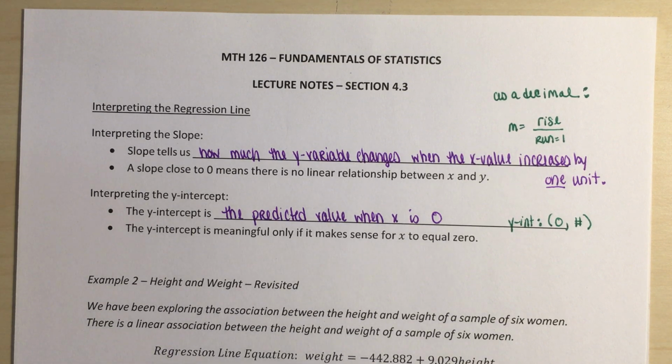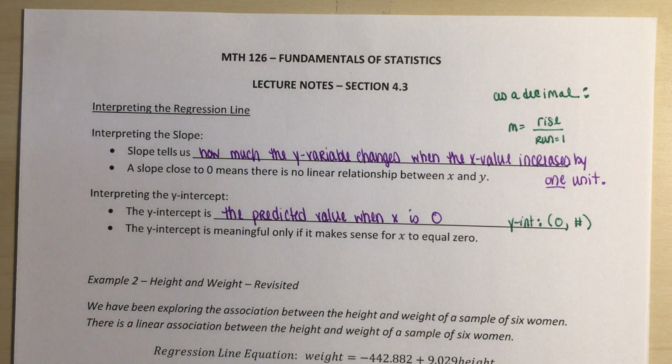When we're interpreting our y-intercept, the y-intercept is the predicted value when x equals 0. Right? So we usually think about our y-intercept as an ordered pair, where our y-intercept is 0 for x, comma, some number for y. The y-intercept is meaningful only if it makes sense for x to equal 0. And we'll see what we mean as we look at this first example. Sometimes our y-intercept is useful information. Sometimes it's not something that's going to be useful for us.